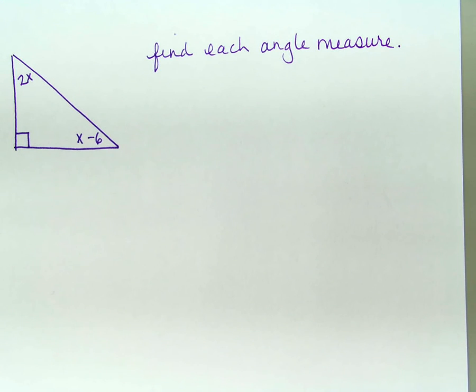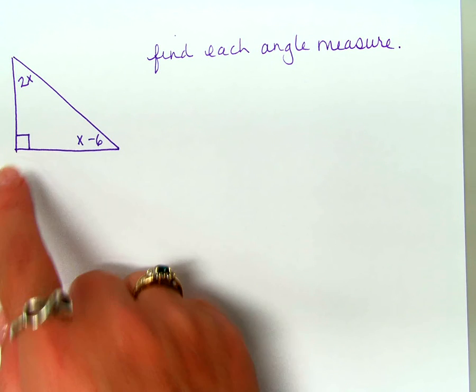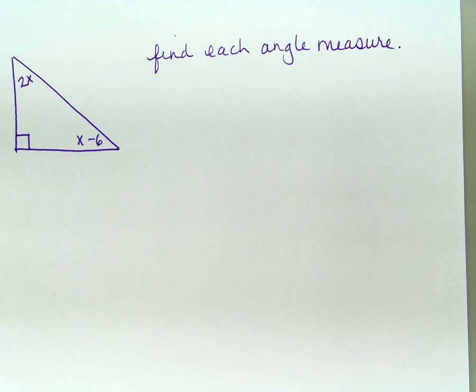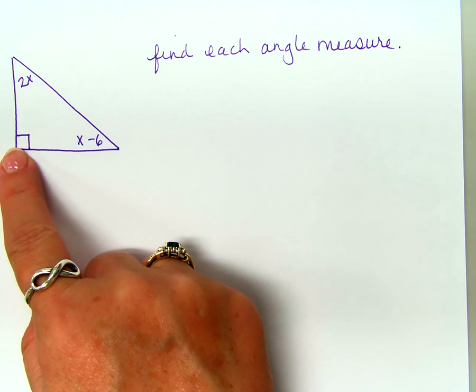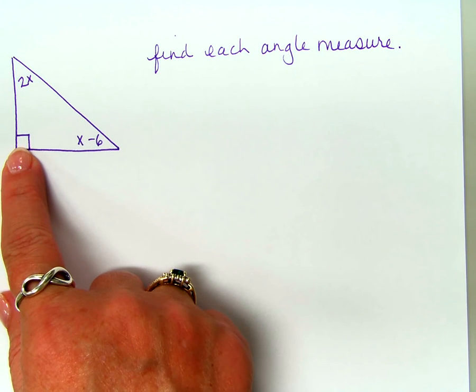Find each angle measure. Okay, does anybody know what this one is? 90. Okay, yes, I got one of the three. That wasn't that hard, was it? Because it tells you it's 90 degrees. So I really need to find the other two, right? What do I know about the other two angles of the triangle if this one equals 90?